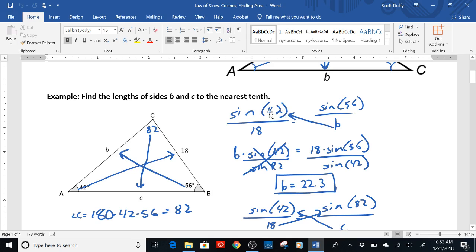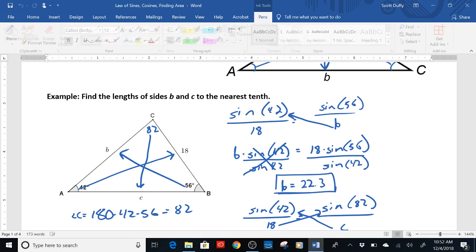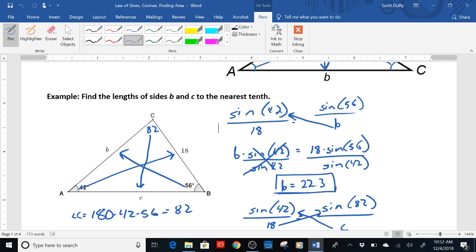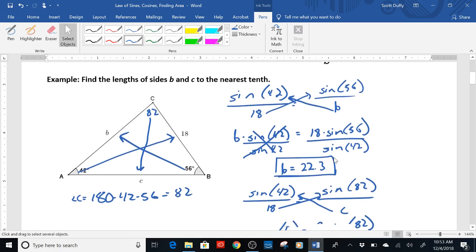Now I cross multiply, so b gets multiplied by the sine of 42, and 18 gets multiplied by the sine of 56. So we're going to end up with b times the sine of 42 equals 18 times the sine of 56. To get b by itself, what I did then is I divided by the sine of 42 on both sides.